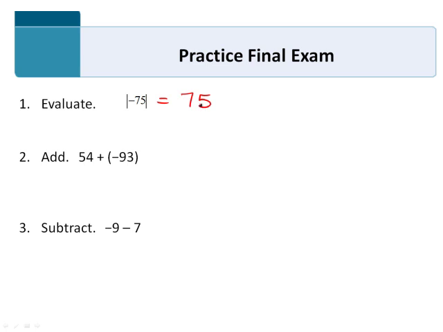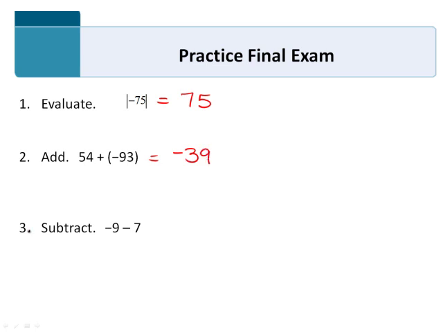Number 2, 54 plus negative 93. The signs are different. So the rule is subtract and keep the sign of the larger number, which would give me a negative 39 when I subtract there.